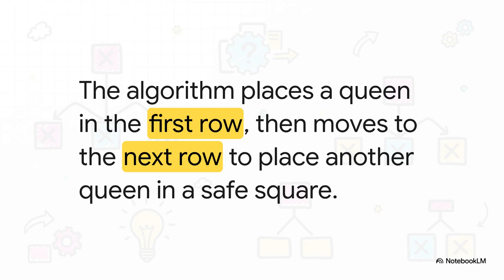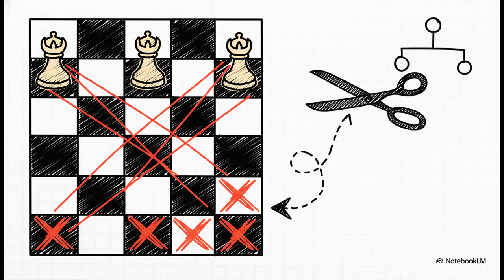And it just keeps going like this, building a potential solution 1 row at a time. But what happens when it gets to, say, the 3rd or 4th row, and it realizes there are no safe squares left? Anywhere it puts the queen, it's going to be attacked. It's stuck. That's our dead end.